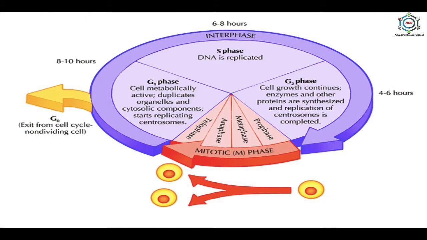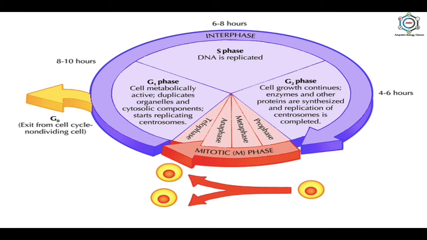Now, this is the whole picture of the cell cycle with time of the cycle. First is the interphase, which has three phases: the G1 phase, then the S phase and the G2 phase. In G1 phase, the cell is metabolically active, duplicates organelles and cytosolic components, and starts replicating centrosomes. In the S phase, DNA is replicated, and in the G2 phase, cell growth continues, enzymes and other proteins are synthesized, and replication of the centrosome is completed.